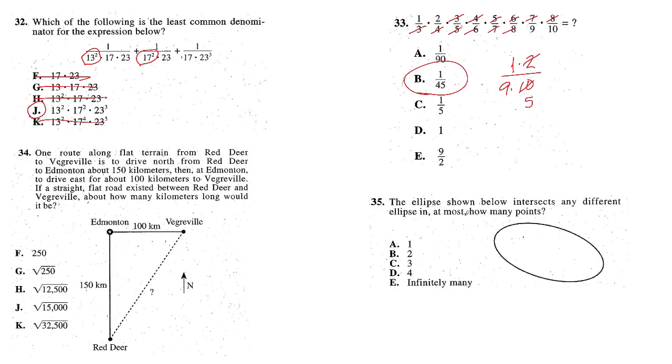Number 34 is a great application of the Pythagorean Theorem. We want to know the distance of this dotted line here. So we have the square root of 100 squared plus 150 squared, and that's going to give us answer choice K. 35, this is saying that if we were to sketch any other ellipse, how many places would you have to intersect? And it looks like you would always have to intersect in 4 places.